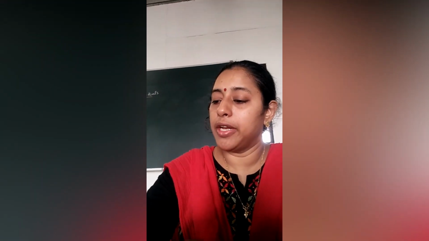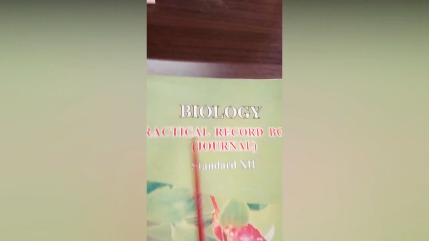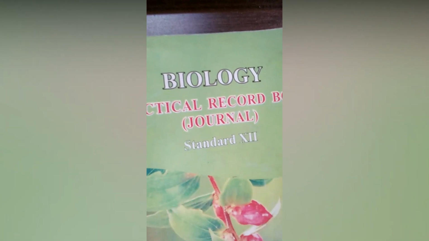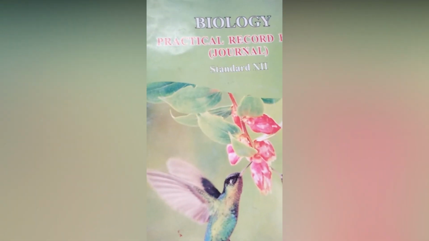And another one, the most important thing, is you have to purchase the board journal and also the board manual. Which board? Gujarat board journal and also Gujarat board manual. I will show you the appearance of the Gujarat board journal and manual. Now look at this. This is your Gujarat board biology practical record book, journal, standard 12. So this book you have to purchase.